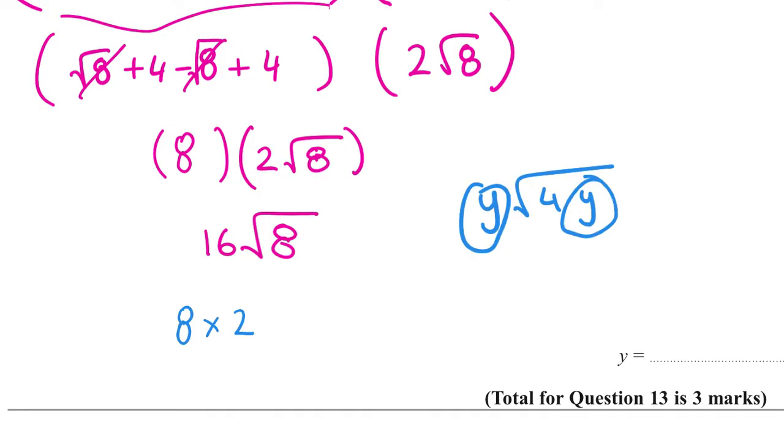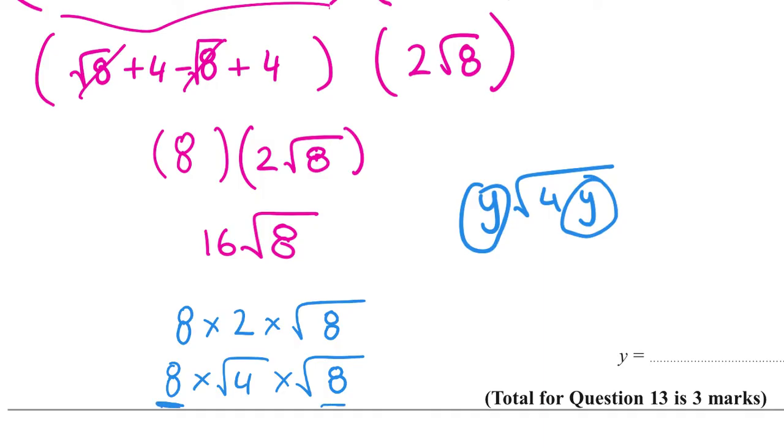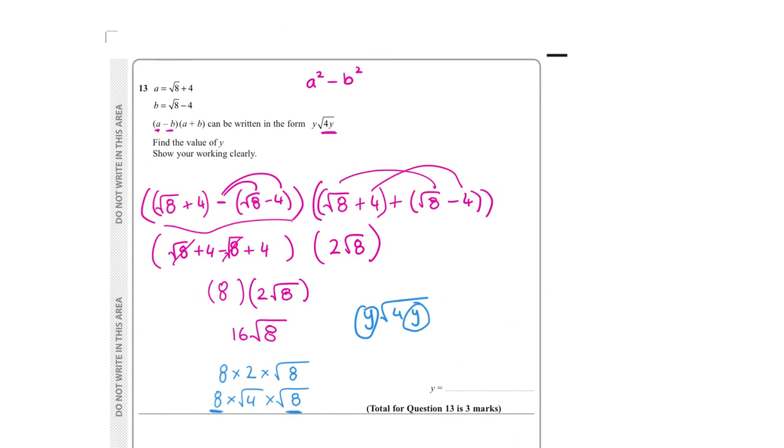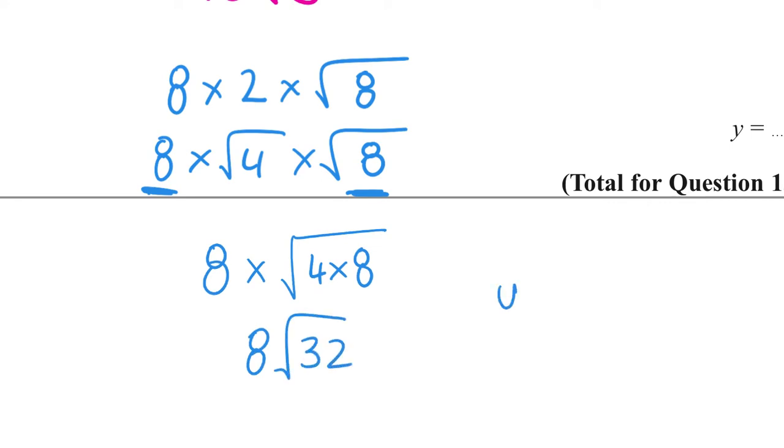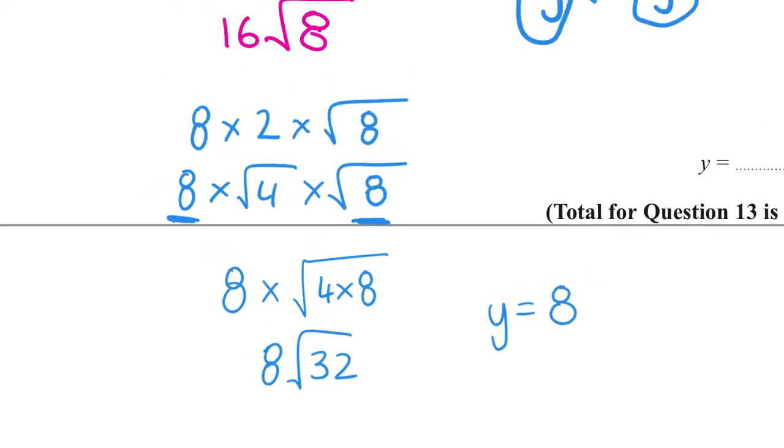Something square rooted is 2. What square rooted is 2? 4. This is the same as 8 times root 4 times root 8. Now we've got our 8s here and it wanted 4y, didn't it? So actually, this is the same as 8 times the square root of 4 times 8, which is 8 root 32. So y equals 8.